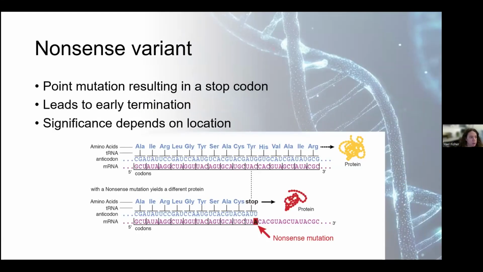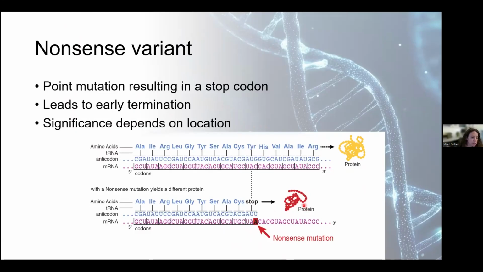Another type of point mutation is a nonsense variant. And this is a point mutation that results in a stop codon as opposed to a change in the amino acid. So in this case, we have a UAC in the mRNA that changes into UAA, which is one of the stop codons. And this causes an early termination of the protein, so the protein would be much shorter.